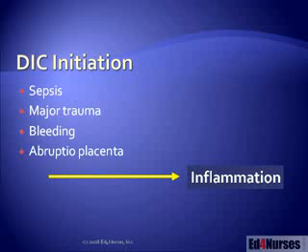Now, inflammation causes three things to happen in the body. It causes capillary permeability, it causes vasodilation, and it causes clotting. Now, clotting is the part here that's going to lead to DIC. So we have an initiating factor, one of these things listed here, sepsis, major trauma, bleeding, or abruptio placenta, which is causing this inflammation. Inflammation then causes the patient to have clotting.